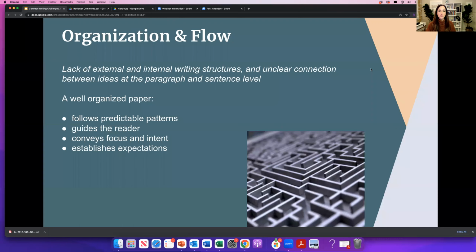And a well-organized paper also is guiding the reader. So you're kind of writing with your reader in mind. It also conveys focus and intent and establishes expectations, which is really, really important. I find that we don't have time to go into it this evening, but there can be a real disconnect between the writer and the reader when there's poor organization and flow, because the reader, your audience, has specific expectations. And when your paper is well organized, especially when it's following these predictable patterns of writing, then you're much more likely to meet the audience's expectations.